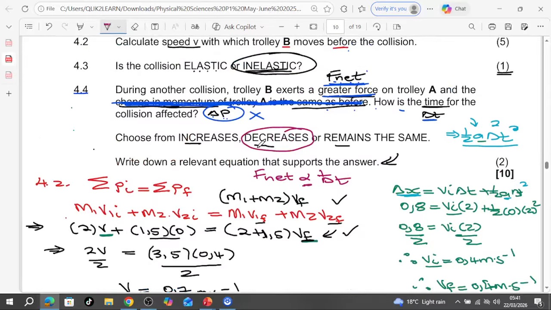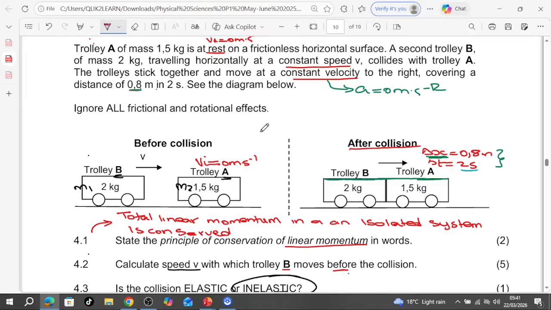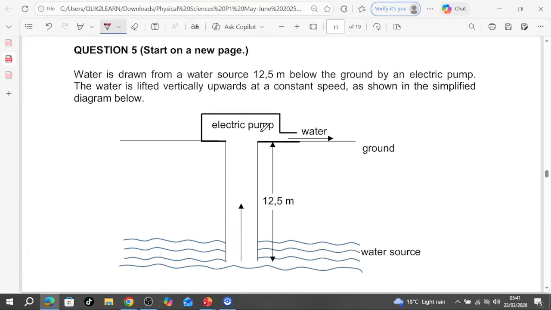I think we spent a lot of time on this question and we were just supposed to move on, but it's fine. Let's look at question 5. The water is drawn from a water source that is 12.5 meters below the ground by an electric pump.